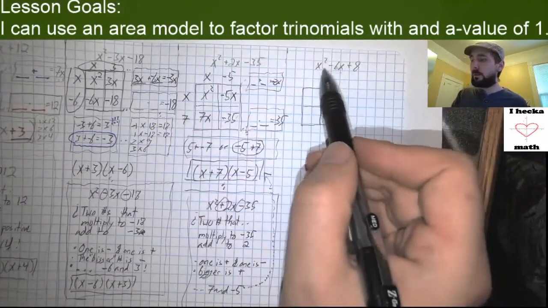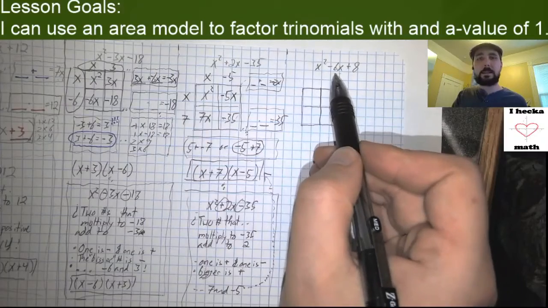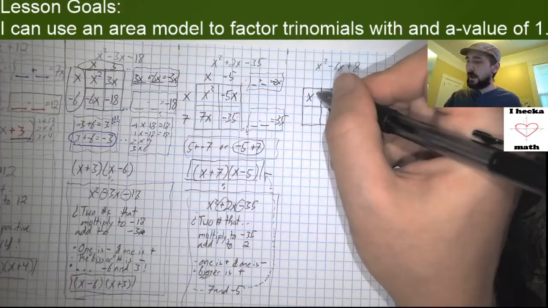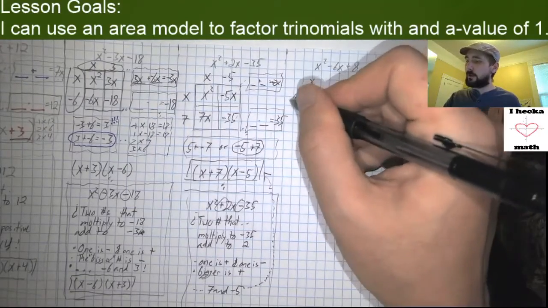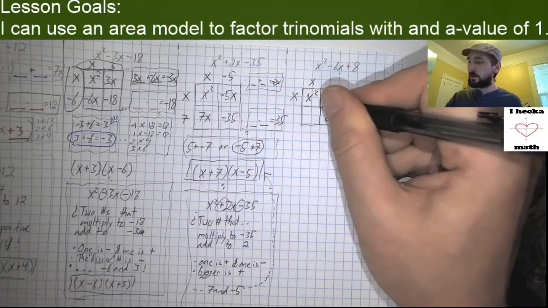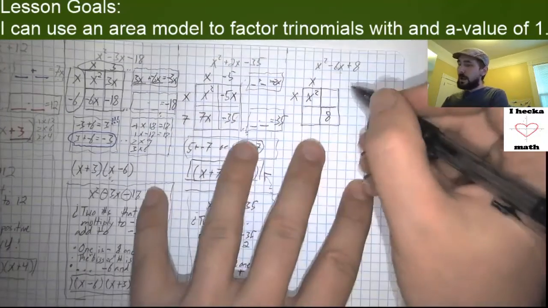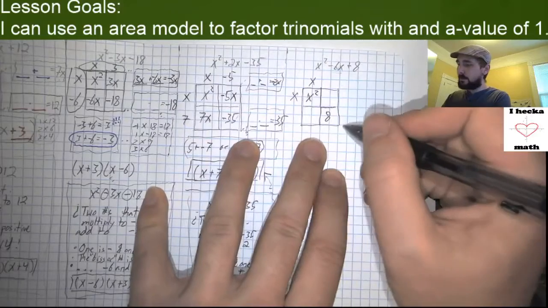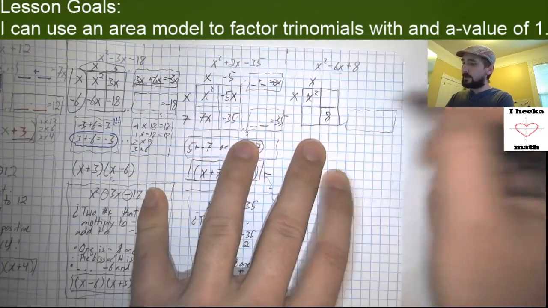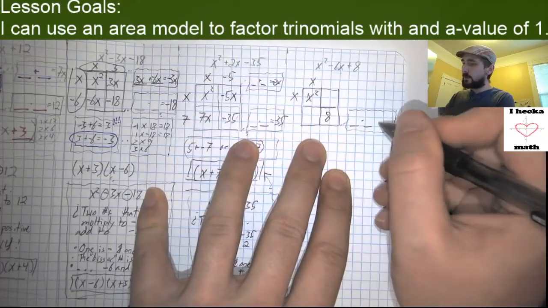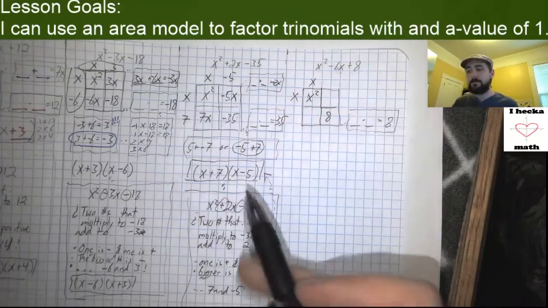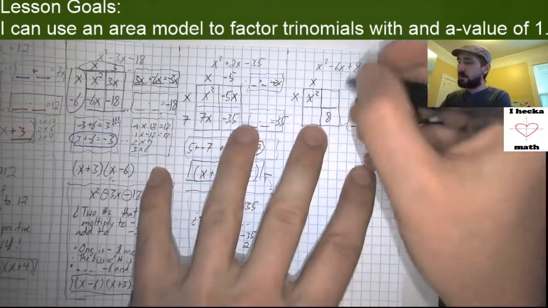All right, this problem is x squared plus 6x plus 8. Well, I know the x squared and the x's are going to go here and here. I know the 8 is going to go here. And here I see plus 8. So if this is positive 8, something times something has to be positive 8. That's different than these two, isn't it?